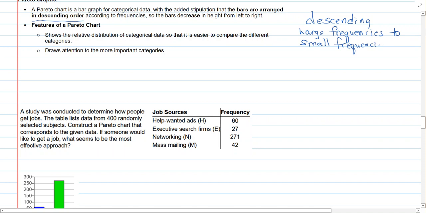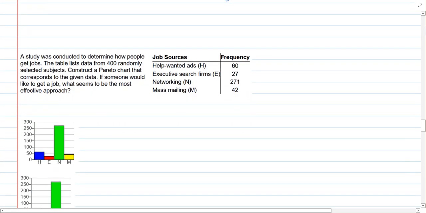In doing this, we focus on what is important in the structure of these Pareto charts. The Pareto charts show relative distribution of categorical data so that it's easier to compare the different categories and see the order of them. It draws attention to the more important categories.